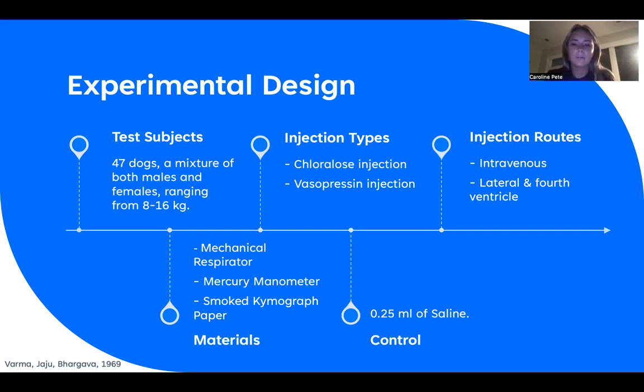A mercury manometer and smoked kymograph paper were used to record the arterial blood pressure from the left femoral artery. The heart rate was determined from lead 2 of the electrocardiogram, and the mechanical buffer system was used to stabilize the blood pressure. The routes of vasopressin injection include the lateral ventricle, fourth ventricle, and intravenous. The volume of the injection of vasopressin did not exceed 0.25 milliliters, and only one dose was administered to each dog.